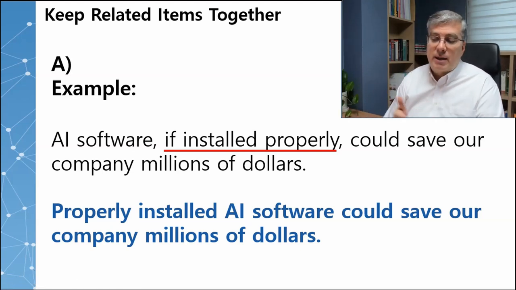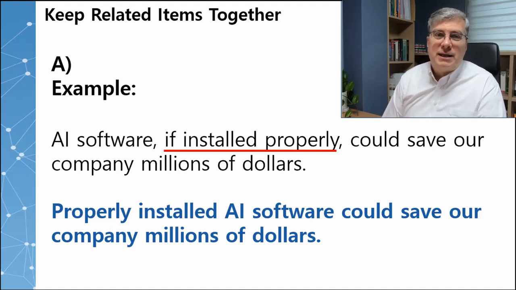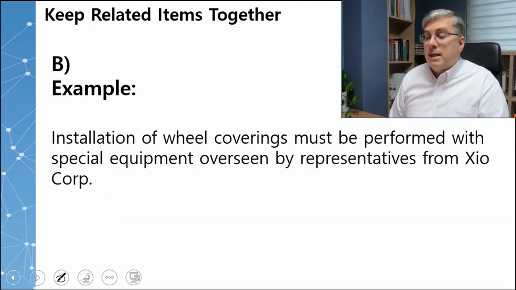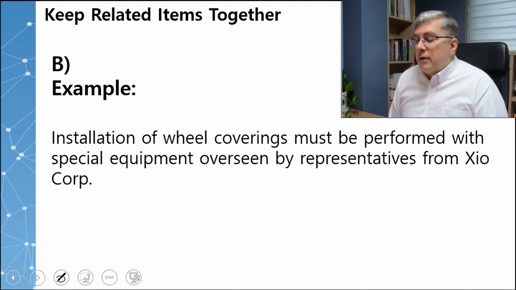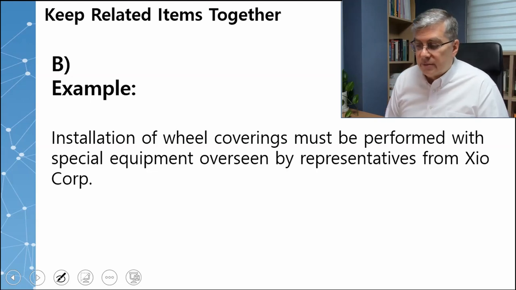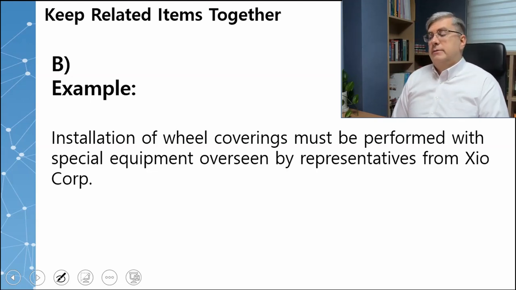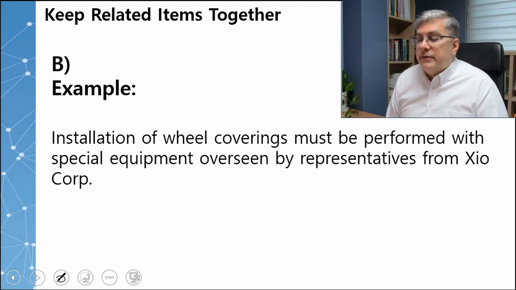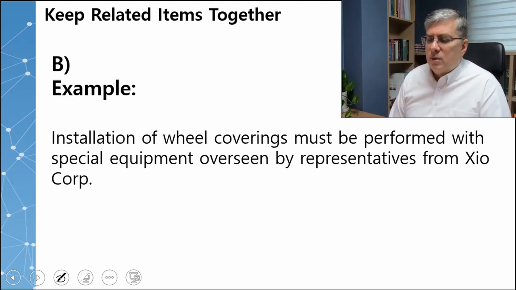Okay, so use a compound adjective to eliminate these rather longer phrases. Okay, let's move on. Okay, B. Installation of wheel coverings must be performed with special equipment overseen by representatives from ZO Corp. That's pretty confusing, right? Installation of wheel coverings must be performed with special equipment overseen. How do we rewrite this?